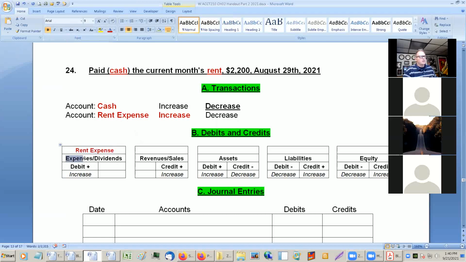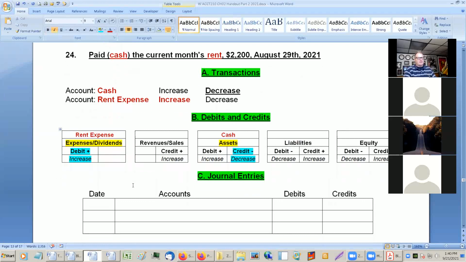Okay, so that's gonna be an expense. And our cash went down. This will be a debit. Cash will be the credit. And again, whenever you run into an expense, you say yippee, because you know exactly where it goes.